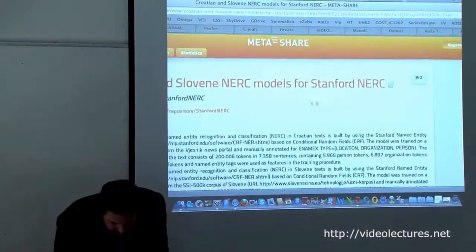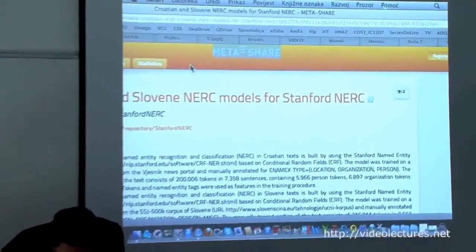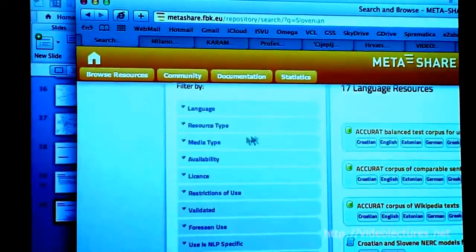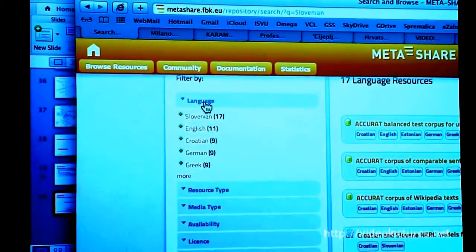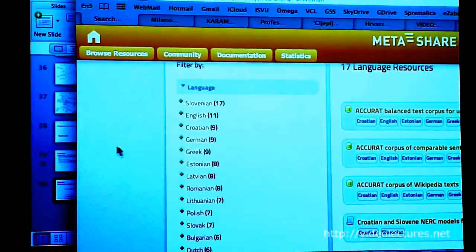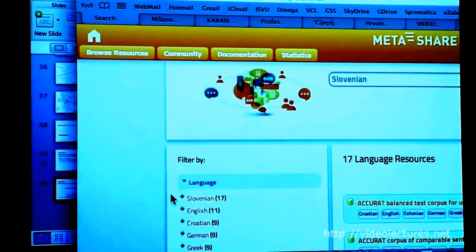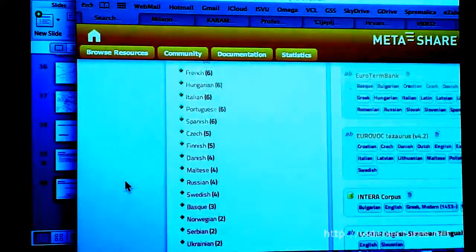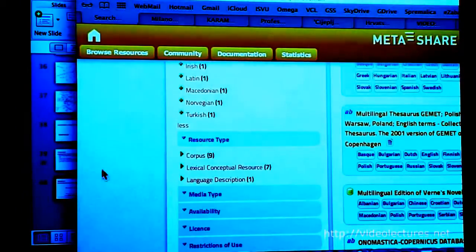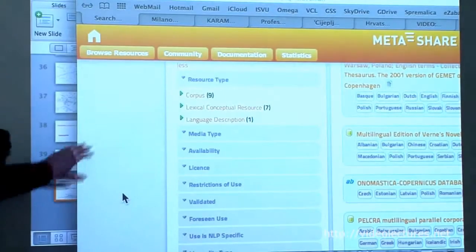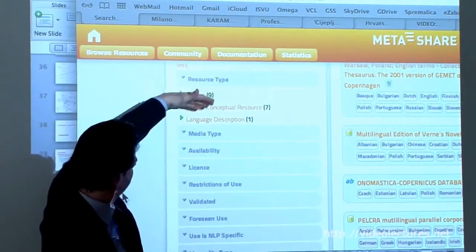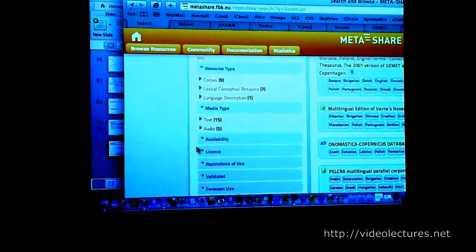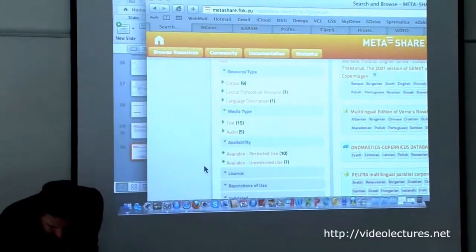Or something else, we can look at the MetaShare description, or you can filter by names of languages. Okay, so first we issued Slovenian, and then you have sub-filters. Okay, or you can filter by corpus type. So you can see here you have 9 corpora, 7 lexical conceptual resources, and 1 language description. Or media type, text, audio, and then availability.